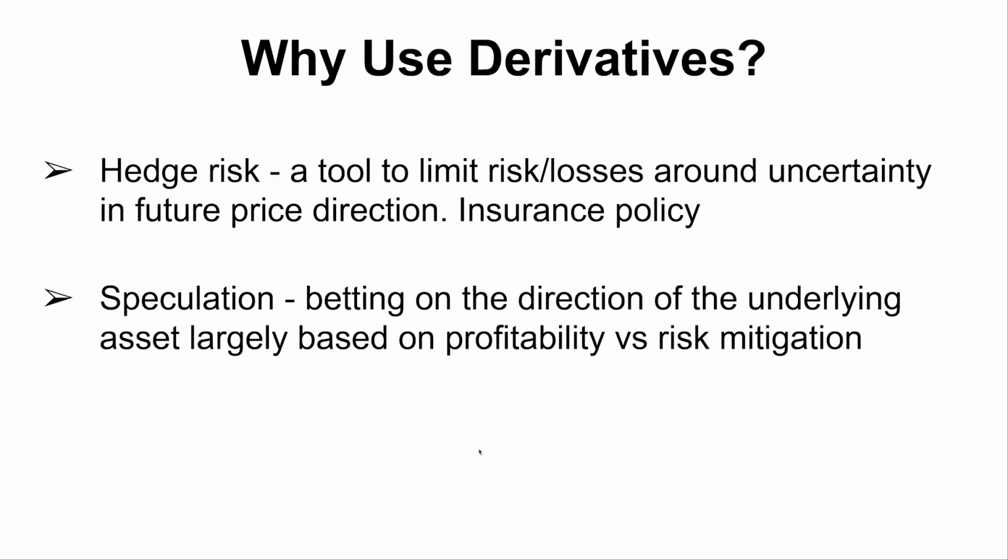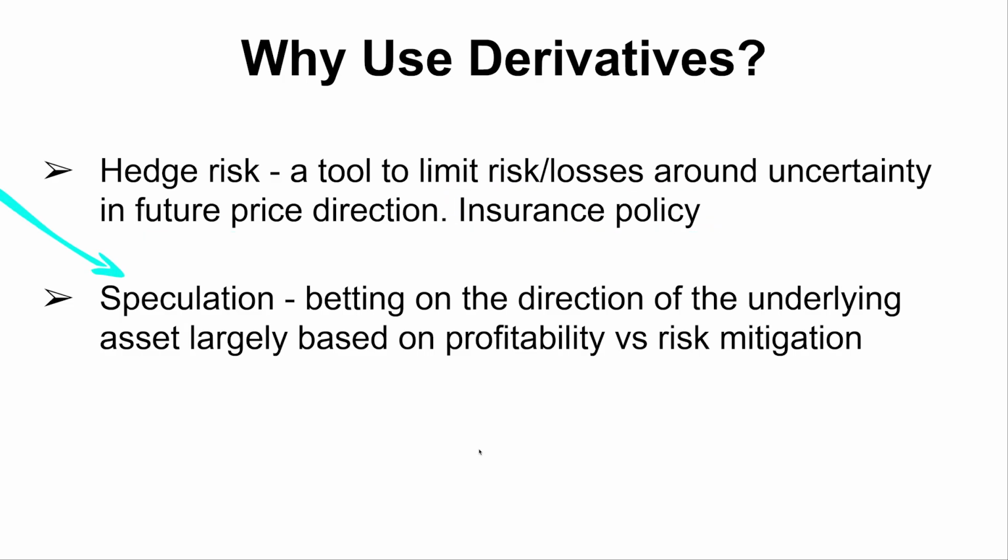Before we get into that, why do we use derivatives? There are two main reasons I want to go over for the use case of derivatives. Hedging risk. This is a tool. Remember, these are all tools that we're putting in our trading toolbox. A derivative is a tool to limit your risk or losses around uncertainty in future price direction. Think of it almost as an insurance policy.